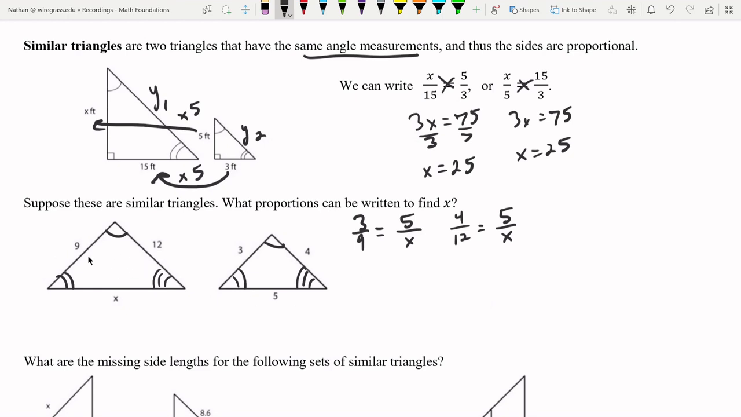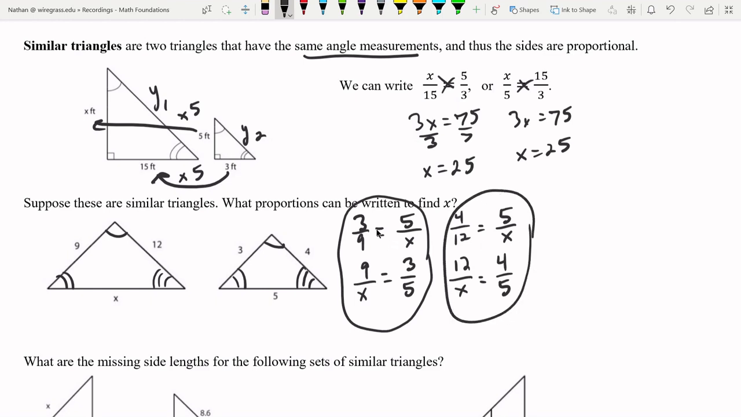I could also write 9 over x is 3 over 5. I could write 12 over x is 4 over 5. And you can kind of see that these two things are really the same proportion. So are these two. If I cross multiply, I get 3x, 9 times 5. It gives me the same exact equation to solve. Same thing here, 4x, 12 times 5.